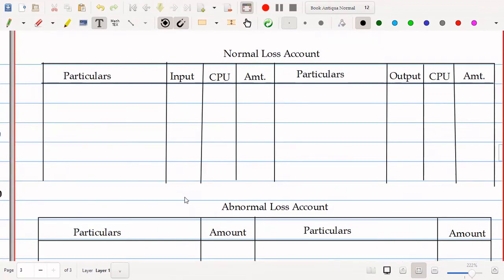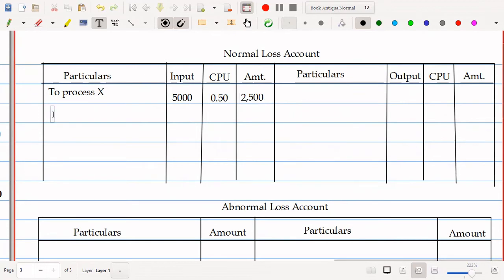Normal loss. If the normal loss is credited in process accounts, in the normal loss account it should be debited. So in process account to process X, what was the loss? It was 5,000 units and the scrap value was rupee 50 and the total amount was 2,500.